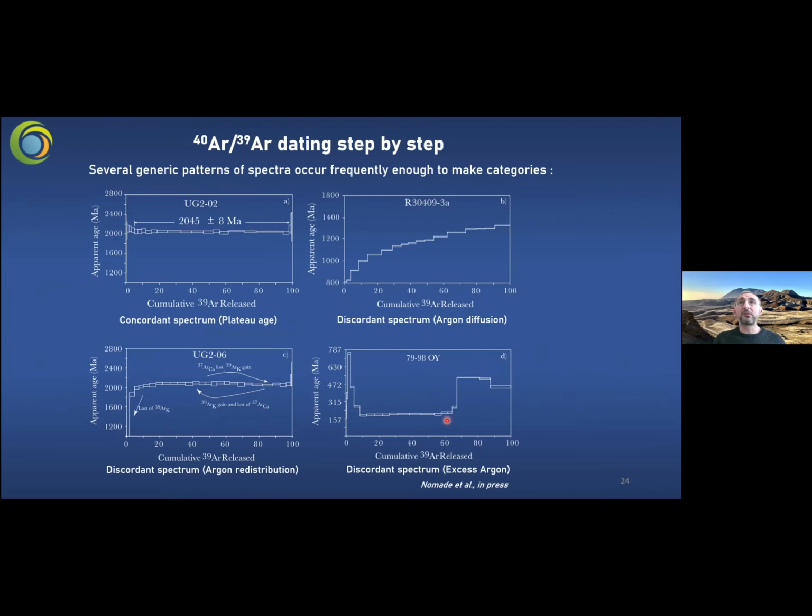These are some examples that I took. Some spectra occur frequently enough to make categories. You have the plateau age concordant spectrum. You have discordant spectra due to argon diffusion. You have other ones that show a redistribution of the argon inside a crystalline matrix, and you have discordant spectra due to excess argon, for instance. All these kinds of spectra could be found, and you could find all the intermediates between them.